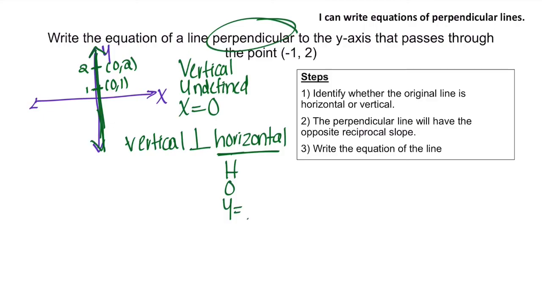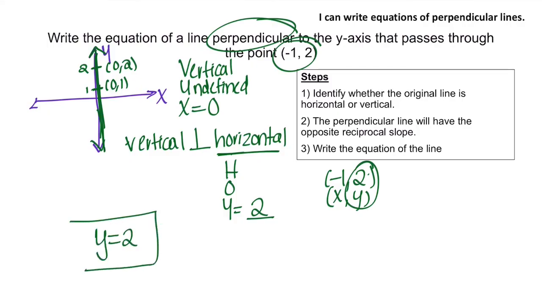We want a y equals something equation that passes through the point (-1, 2). Well, (-1, 2) gives us an x and a y value. So if it's a y equals equation, that means it's going to be y equals 2. So y equals 2 is the line perpendicular to the y-axis that passes through the point (-1, 2).